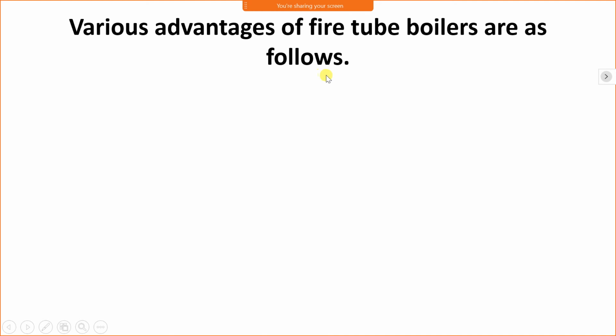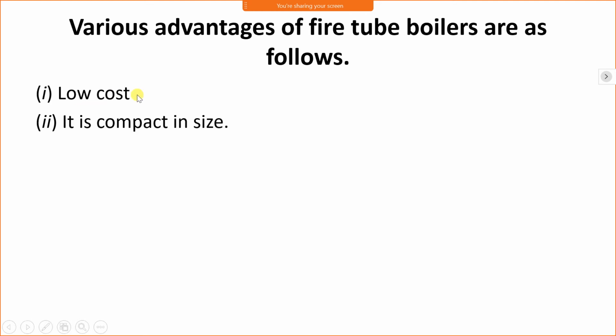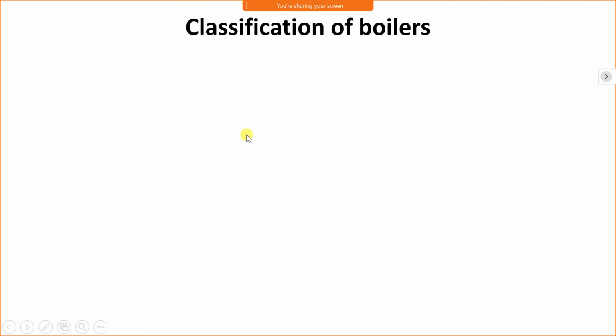Now the various advantages of fire tube boiler. There are very few advantages of fire tube boiler. First is low cost and second is that it is compact in size.